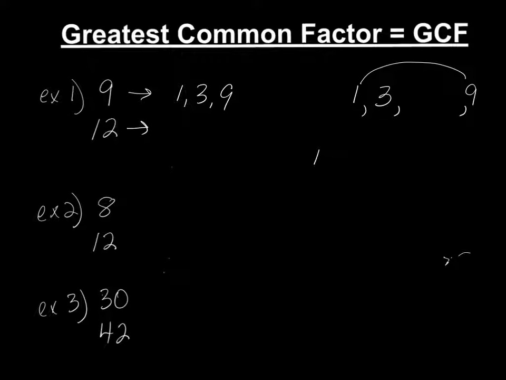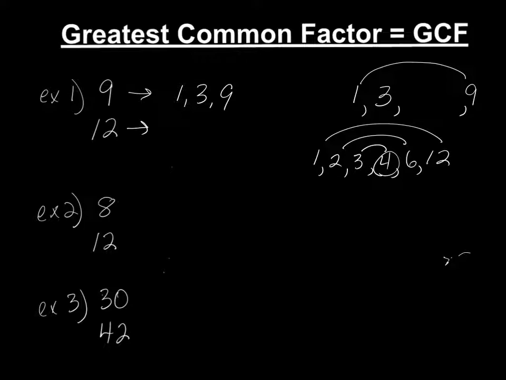I'll then make my factor rainbow for 12. 1 times 12 is 12. 2 times 6 is 12. 3 times 4 is 12. And once I get to another number, 4, that I've already listed as a factor, then I know I have all of my factors. 1, 2, 3, 4, 6, and 12.